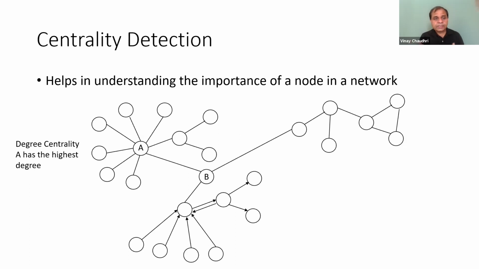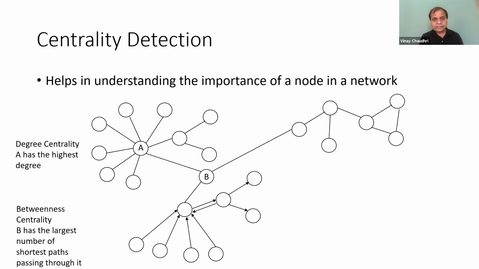So just to illustrate different methods for checking centrality, a simple approach is to simply count the degree of a node. By degree, we mean how many other nodes a given node is connected to. So in this graph that we are seeing here, node A is connected to the highest number of other nodes. And so in this network, A is a central node based on the degree centrality metric.